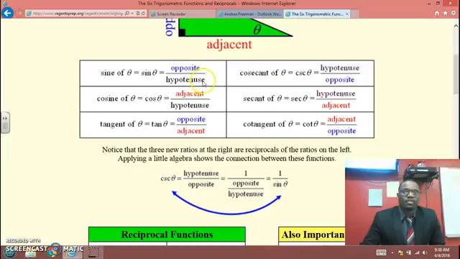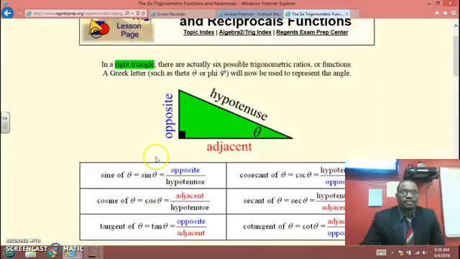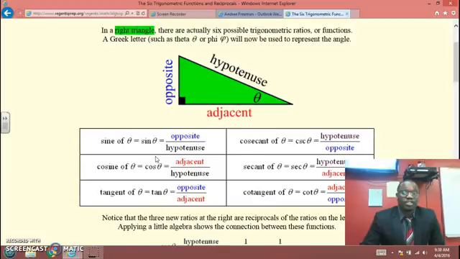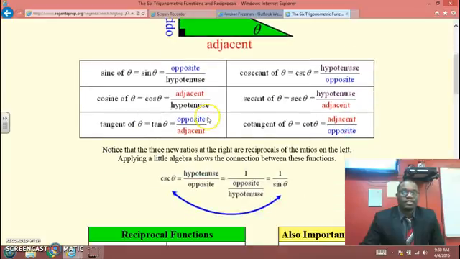We know this. Sine is opposite over hypotenuse. Cosine, adjacent over hypotenuse. Tangent, opposite over adjacent. The reciprocal functions of each one of these: cotangent is adjacent over opposite, secant is hypotenuse over adjacent, and cosecant is hypotenuse over opposite. And so you can tell these here.